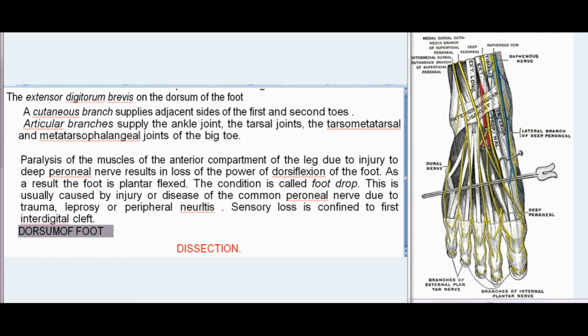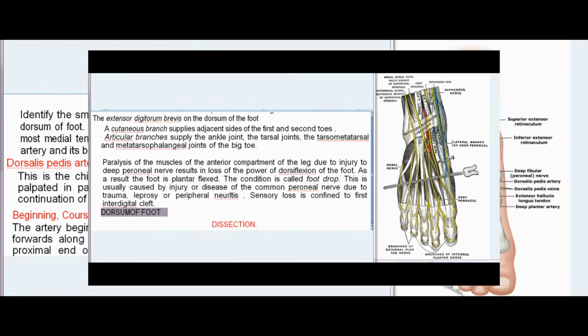Paralysis of the muscles of the anterior compartment of the leg due to injury to the deep peroneal nerve results in loss of the power of dorsiflexion of the foot. As a result, the foot is plantar flexed. The condition is called foot drop. This is usually caused by injury or disease of the common peroneal nerve due to trauma, leprosy or peripheral neuritis. Sensory loss is confined to the first interdigital cleft.